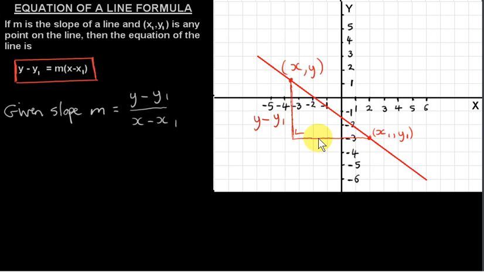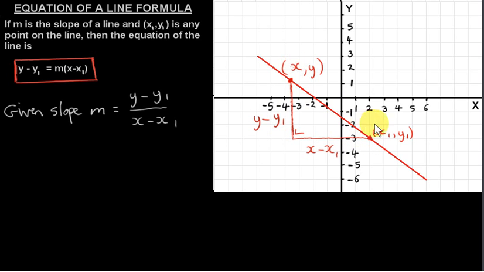Now, to get the horizontal distance between the points, we take x and subtract x1. Actually, in this case, x minus x1 will come out to be negative, because you can see that the x value of this point is less than the x value of this point. So x minus x1 will actually be negative. But anyway, to get the slope, then we put the rise over the run.